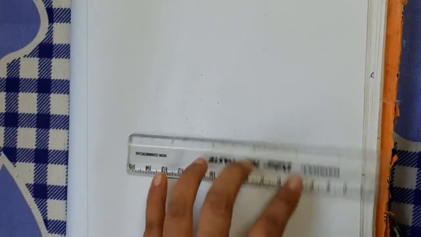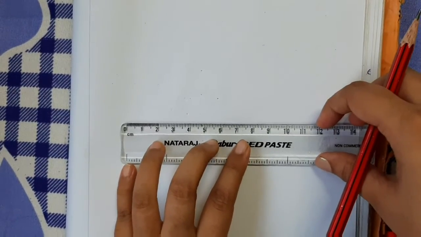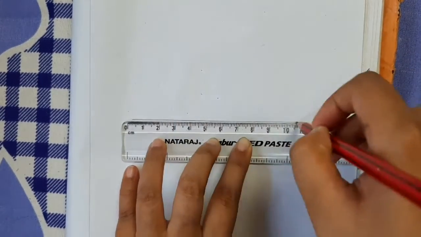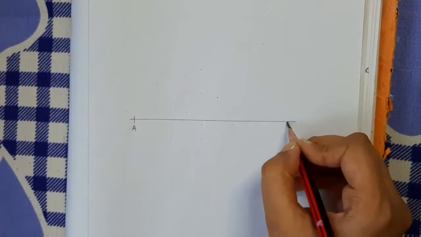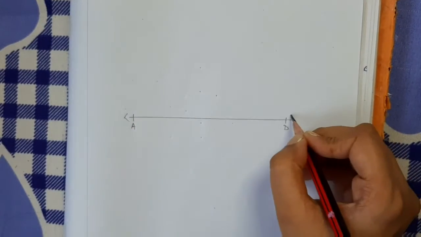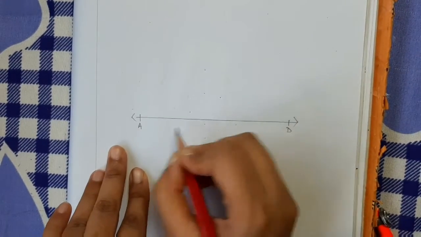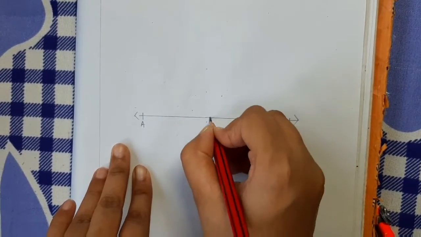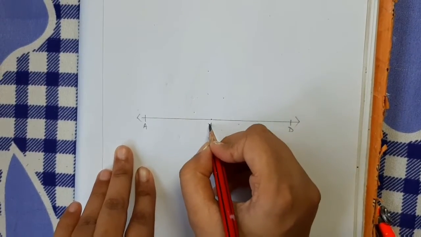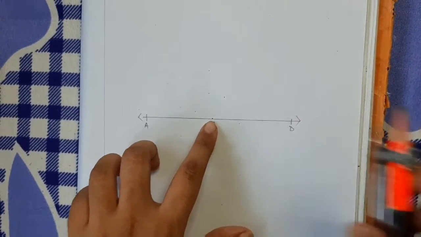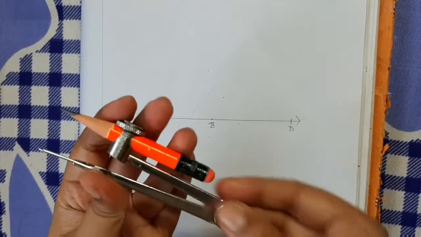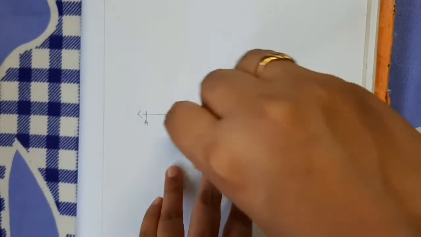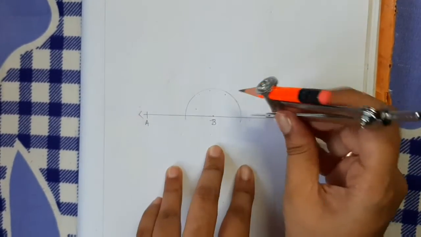Now we will discuss how to draw 135 degree with the help of compass only. Okay, first of all we have to take a ray. Suppose I am taking AD ray. This one is AD ray. Okay, between this ray I will take a point B. Okay, at this point B we will draw 90 degree. You know how to draw 90 degree with the help of compass. So I am drawing 90 degree.